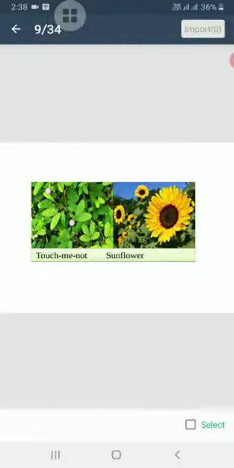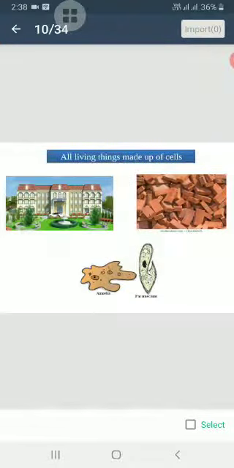The second thing is all living things are made up of cells. Like your school building, it is made up of bricks that are arranged in layers. A brick is the smallest unit of construction. Similarly, living organisms are made up of tiny units called cells.